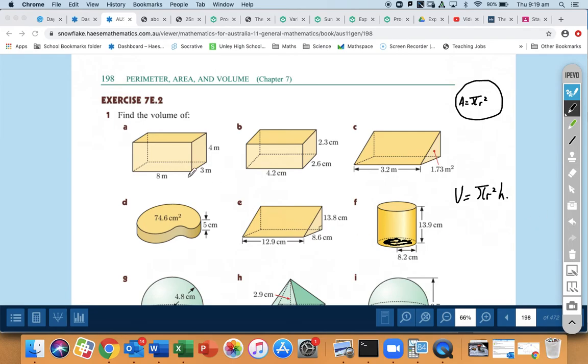So let's do it over here. We'd have volume equals pi times 8.2 squared. That would be the area of the circle, and then we'll times it by the height or the length of that shape, 13.9. Let's just quickly get the answer. This might be another good one that we need to round up. So we have 8.2 squared times 13.9.